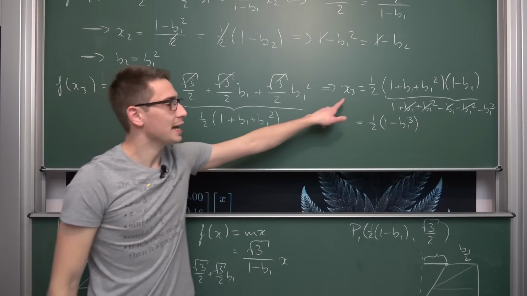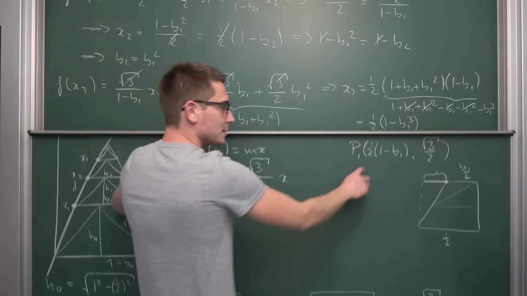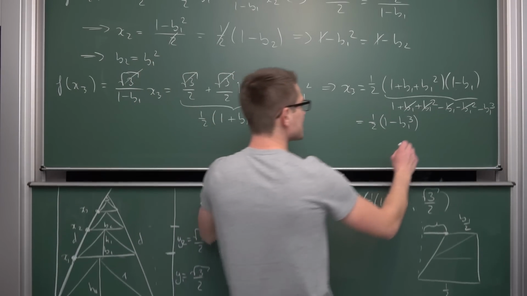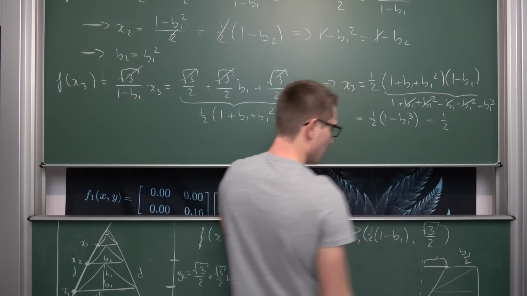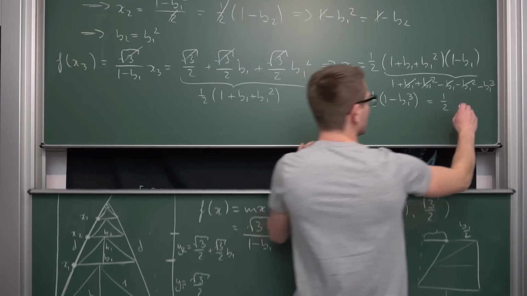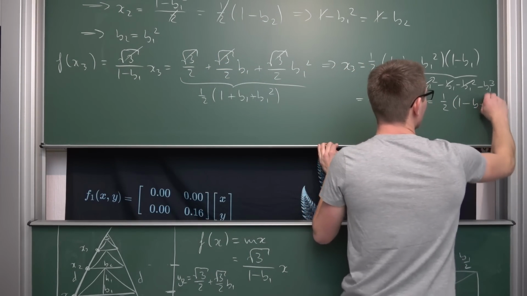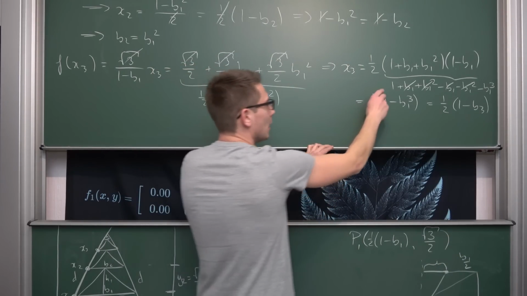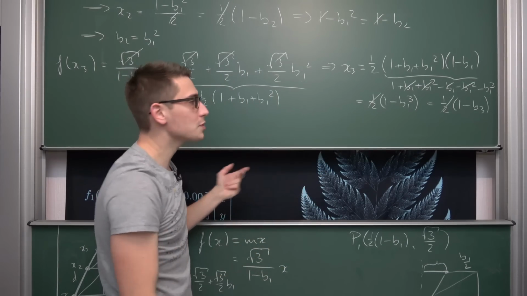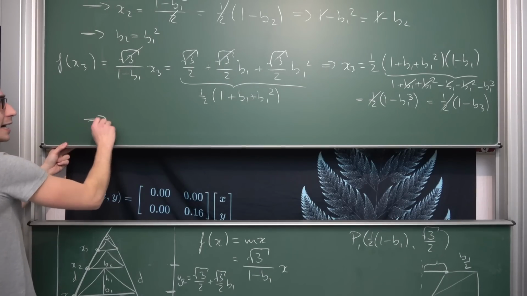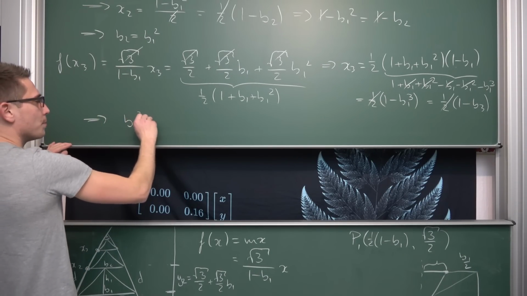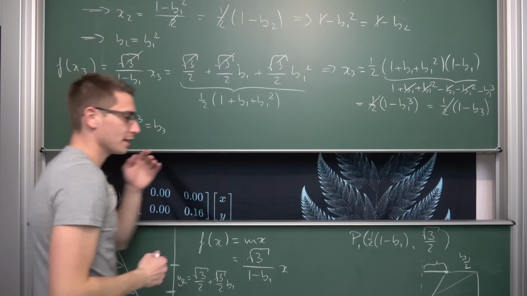And don't forget what x3 actually is. By this point, we also know that this is nothing but 1/2 times 1 minus b3. And once again, we can cancel out the factor of 1/2. We can subtract 1 on both sides. We can multiply both sides by -1, leaving us overall with, and now here comes the best part, b1 to the third power being nothing but b3.